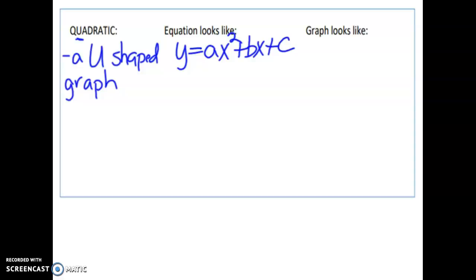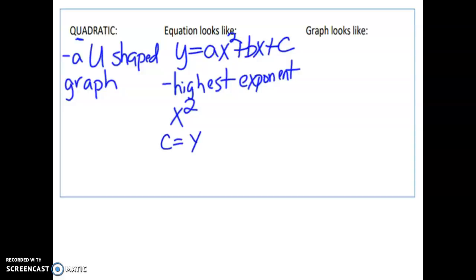We still have our y and we still have our x, and we have two of them. And the key to this is the highest exponent in these will be x to the second power. We need to have that in order for this to be a quadratic, because if we just have x to the first power, then it's linear. C, in this case, is the y-intercept. So just like we saw with the linear, that's where it's going to tell us where it crosses the y-axis.